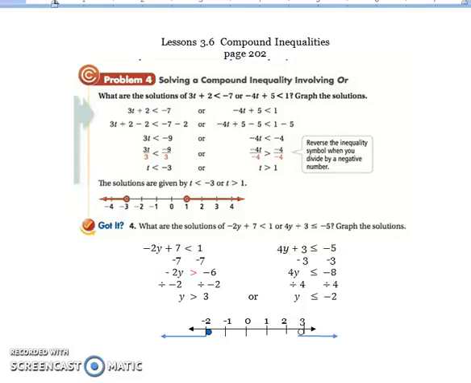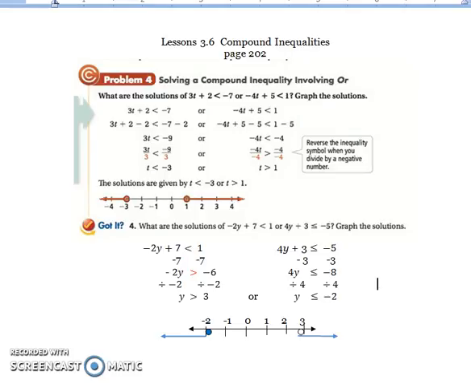This is lesson 3.6, Compound Inequalities, on page 202, problem 4, solving a compound inequality involving OR. So the last time we did this, it was in 3 pieces. You had a left, a middle, and a right. That was if it was an AND, because you could use that middle piece twice. If it's an OR, you have to write them separately. So you've actually got 2 completely different inequalities.